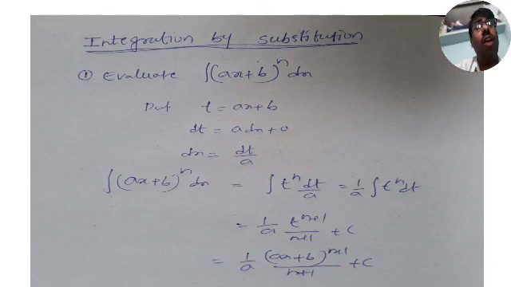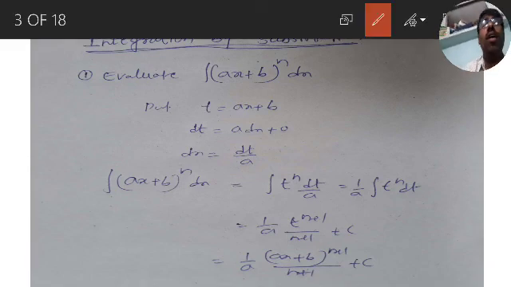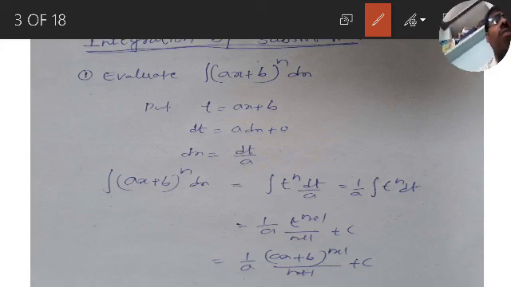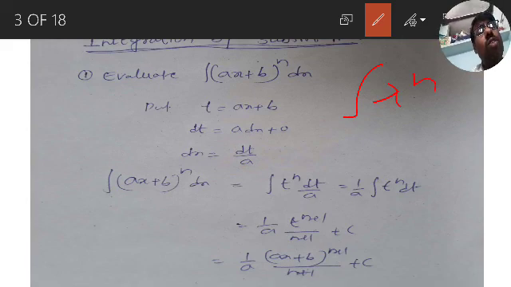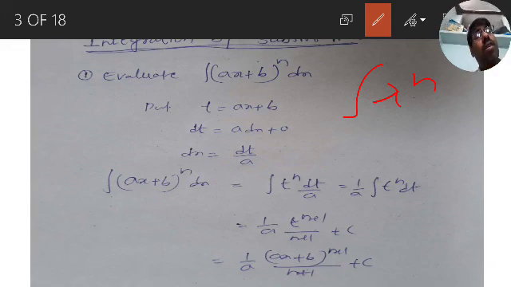Now you see, evaluate the integration of (ax plus b) all power of n into dx. You see the question. Evaluate the integration of (ax plus b) to the power of n dx. If it were the integration of x to the power of n, what is the integration of x to the power of n? Integration of x to the power of n is x to the power of n plus 1 by n plus 1.